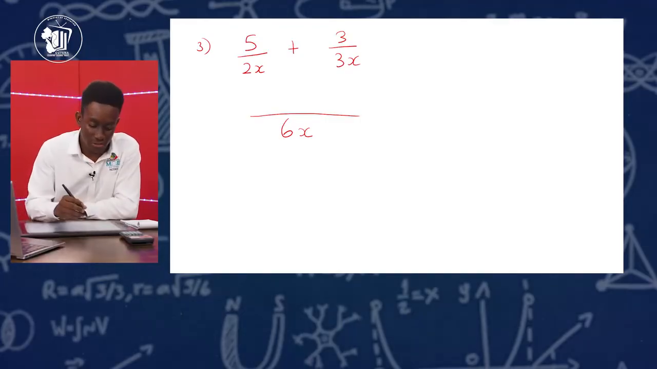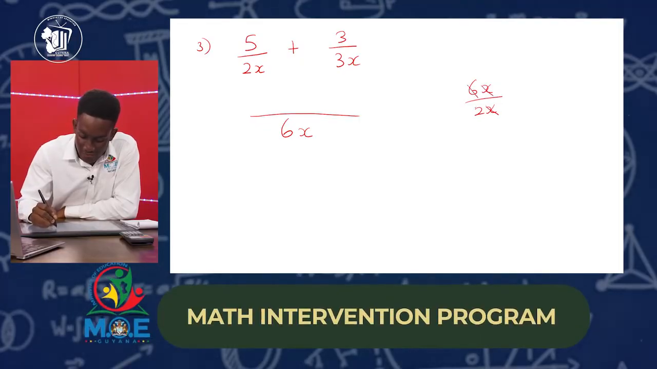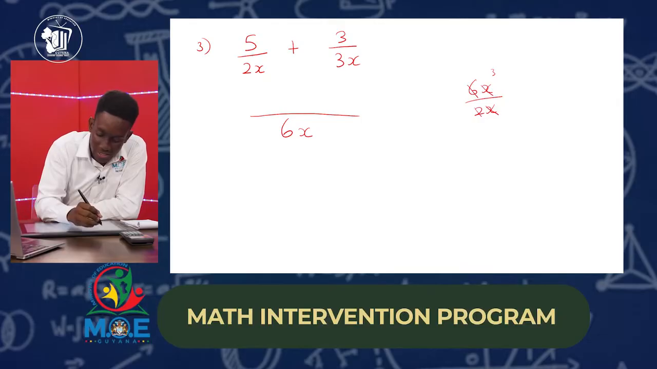And then we do some division. So 6x divided by 2x. This x will cancel with that x. 6 divided by 2 is 3. So we take that 3 and we multiply it by the numerator here. So 5 times 3 would be 15.